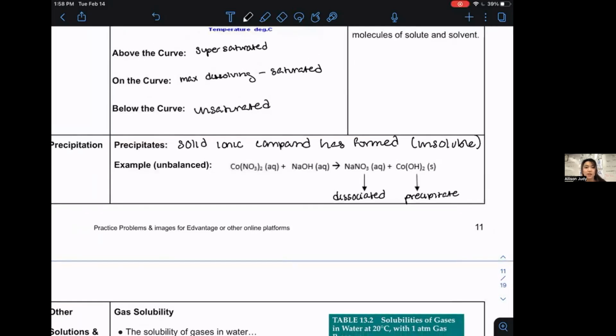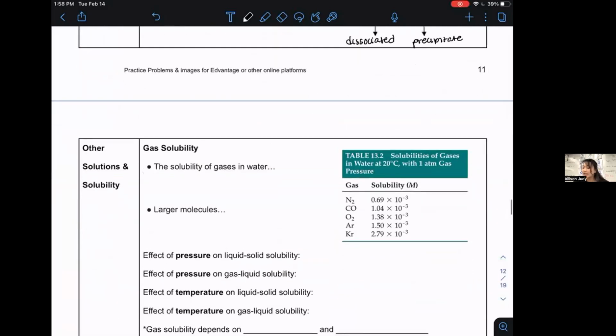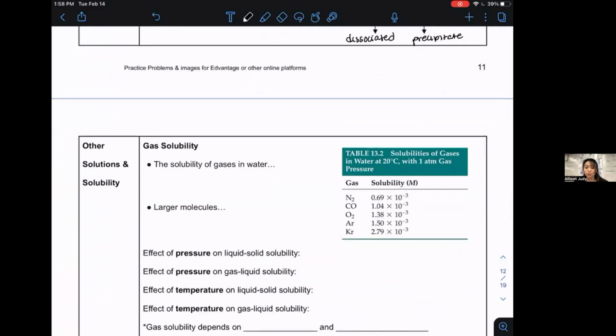Okay. So last thing. Gas solubility. What about gases? Gases are weird.